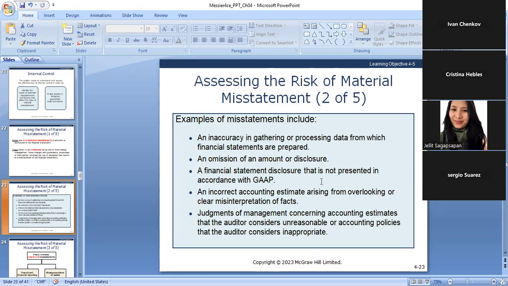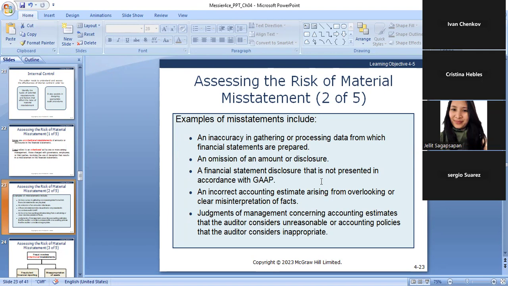So obviously, inaccuracy in gathering and processing data from which the statements are prepared might be related to the inherent risk. But the omission of the amount or disclosure, that might be control risk, because the control didn't catch that and allowed them to not disclose something or not record something. Financial statement disclosures that are not presented in accordance with generally accepted accounting principles, that's another example of misstatement.